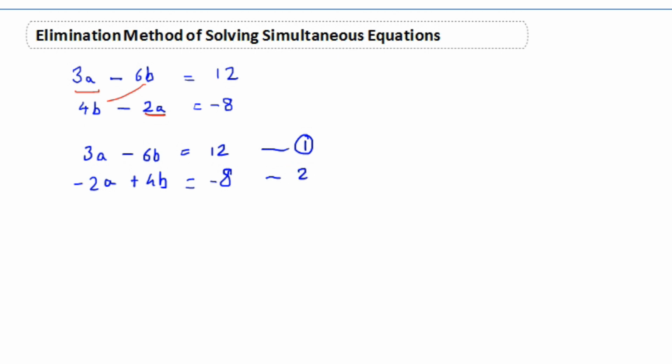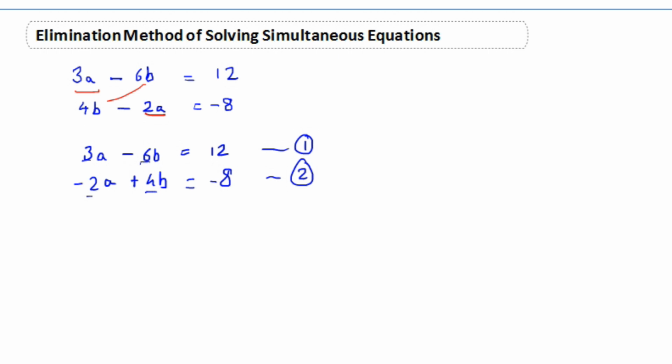Now what can we add? Can we add the two equations to cancel out any of the variables like we did in the first question? Well, the coefficient of a is 3 and here it's negative 2, so obviously they are not the same, so we can't add the equations together. Here it's negative 6 and here it is 4. Again, they are not the same coefficient, so we can't add them together. So that brings us to a little bit of a problem.